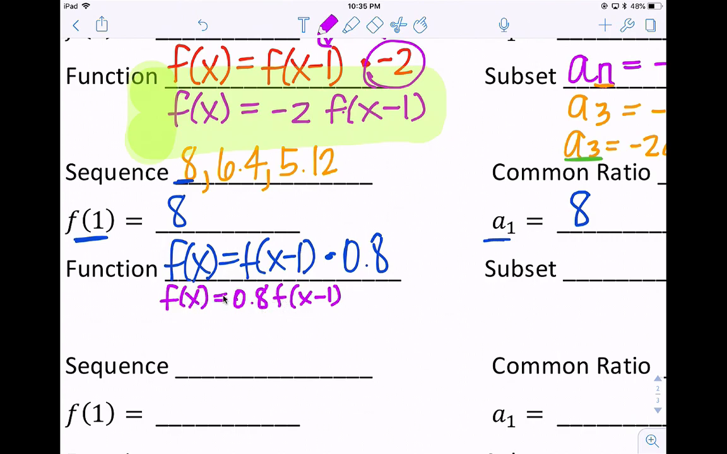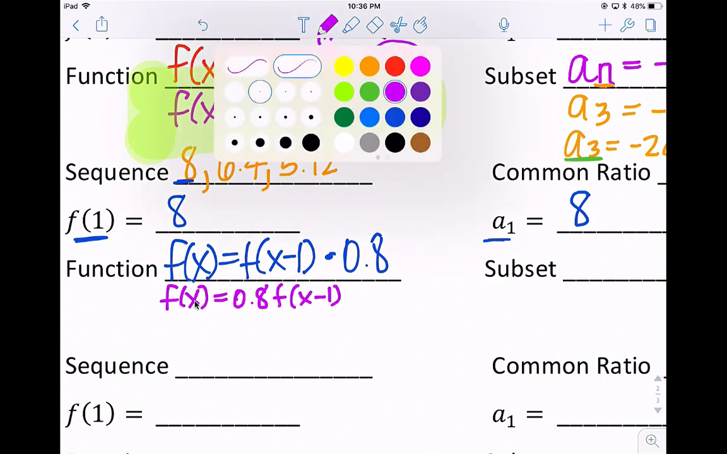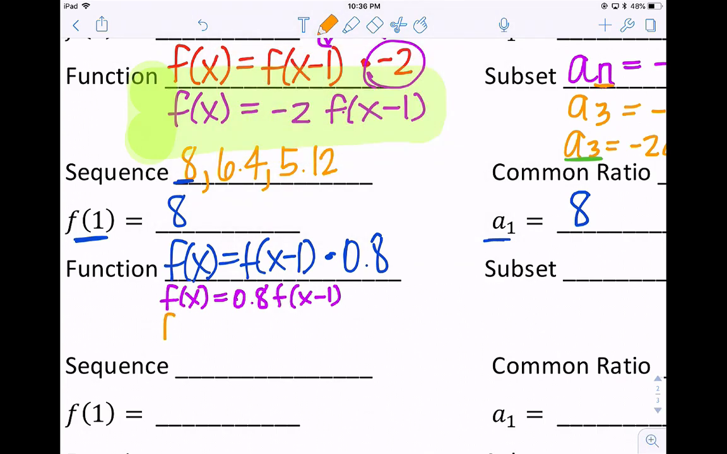So I'm going to show you on this one, very similar to how I did up here. So let's say I want to find the second term. So I want to find f of 2. So I'm going to write f of 2 is equal to 0.8 times f of x, where x is 2, 2 minus 1, right? X right here was 2, so x right here is 2.